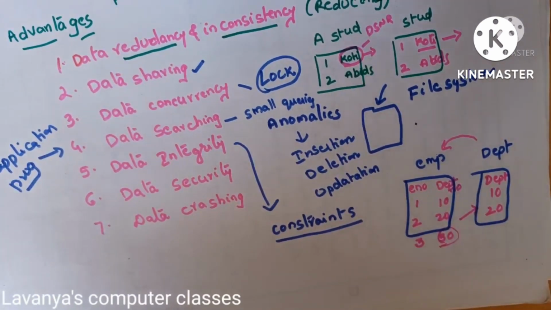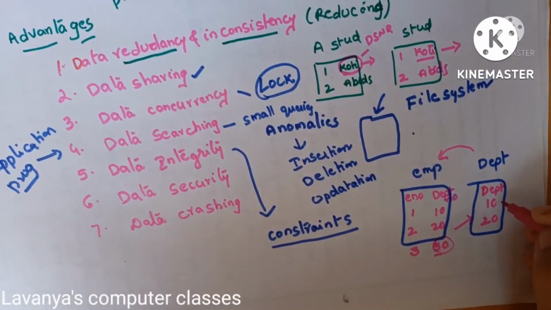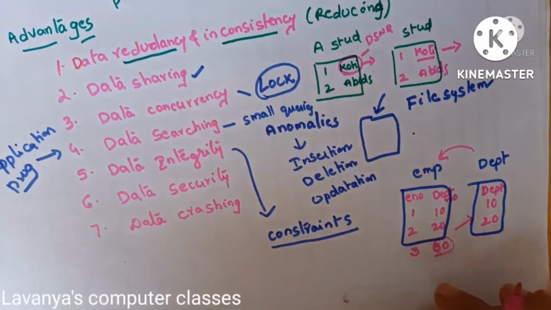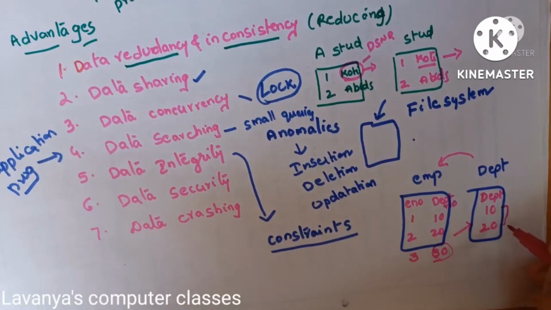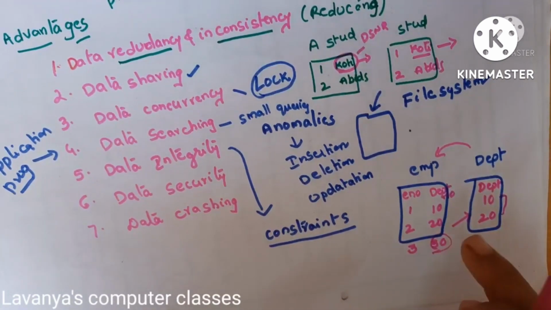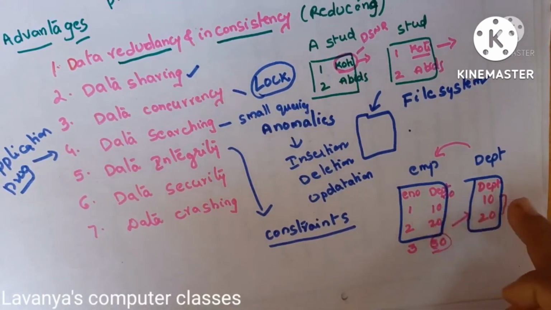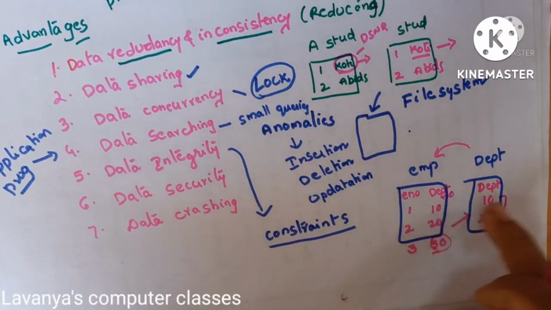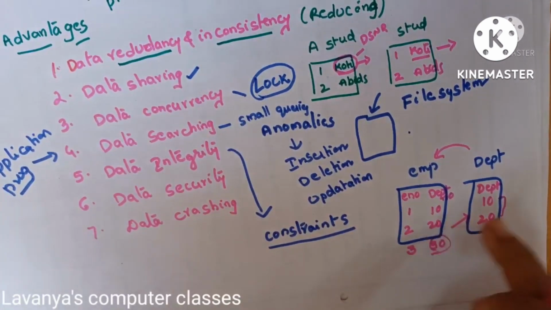Is there any department like 30? No. We have only two departments. So any number of employees may be working in your organization, but all must be in 10 and 20 only. So before entering the information, you have to check whether it is proper data or not. Before entering department number 10, we have to check whether the department exists or not. Yes, it exists. 20 also exists.